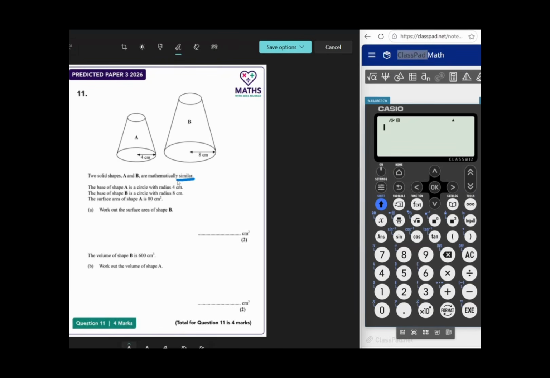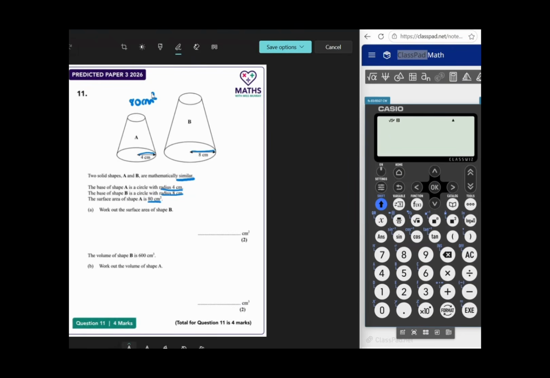So we've got 2 solid shapes here. We can see them in the diagram, and we've been given the radius of A here is 4, and the radius of the circle at the base of B is 8. It also tells me that here, radius 4, radius 8 for the base. And the surface area of A is 80 centimetres squared. So I'm going to write that above A, so I know that's for A there. Work out the surface area of shape B.